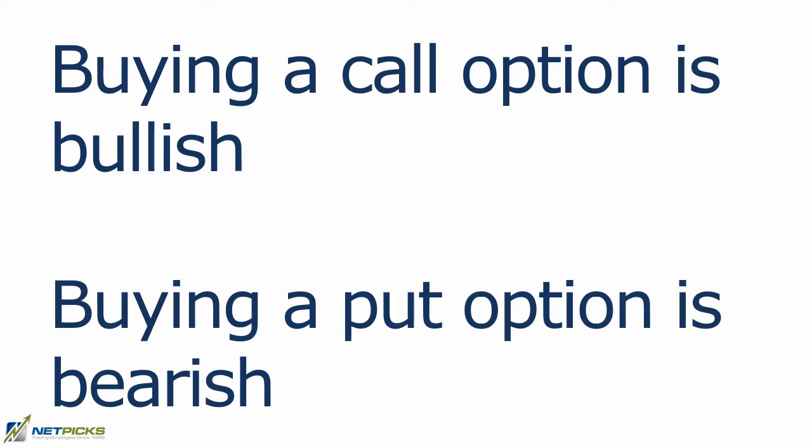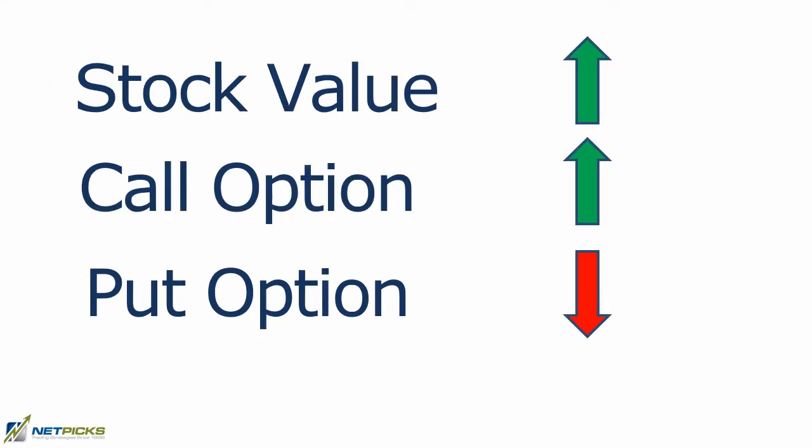Now, most traders, when they start trading options, have an understanding that when you buy a call option, that's bullish, and you're looking for the stock to move higher. Buying a put option is bearish, where you're looking for the stock to go lower. Now, as the stock value increases, the premium of the call option will increase while the put option decreases. And the opposite is true as well. When the stock goes down in price, the premium of the put option will increase while the call options decrease.